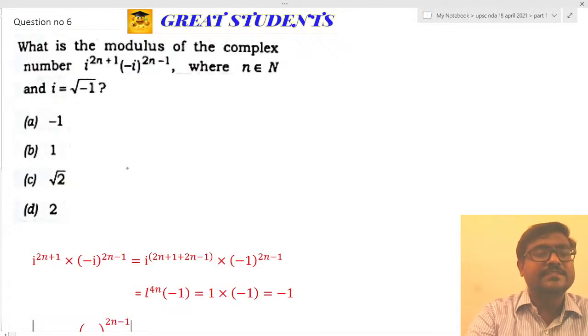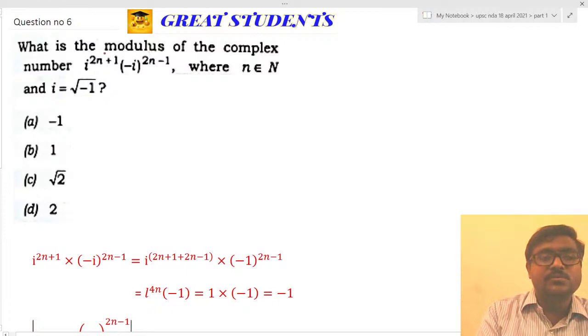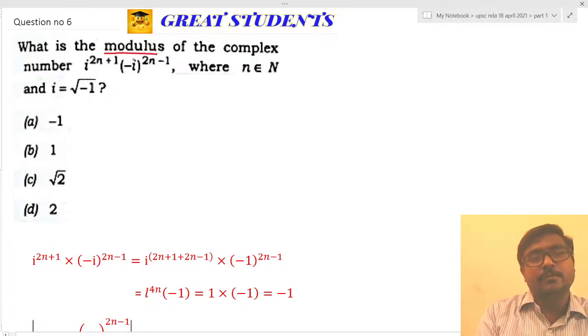Next, we will move on to the next question. What is the modulus of the complex number (i^(2n+1) minus i)^(2n-1), where n is a natural number and i equals square root of minus 1? Okay, i is iota, the root of minus 1, which means it is a complex number. Now we have to simplify this. Please note this modulus point. Most people may miss this modulus word. You have to consider this word also while answering.